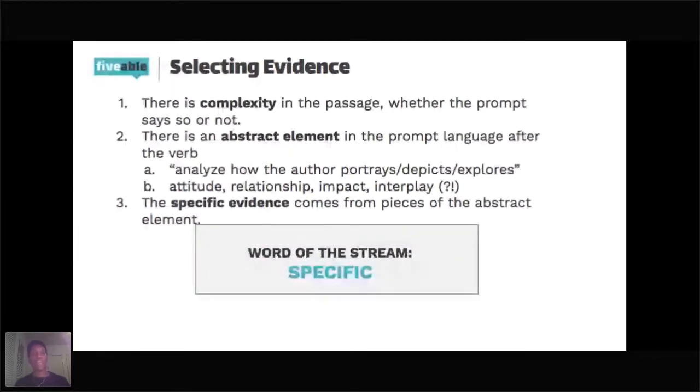And then the specific evidence: when you are reading, you're looking for that attitude, the relationship, the impact, the interplay, and then you can figure out how it was established. Because the names of the devices don't matter unless they are creating evidence that connects to your line of reasoning.